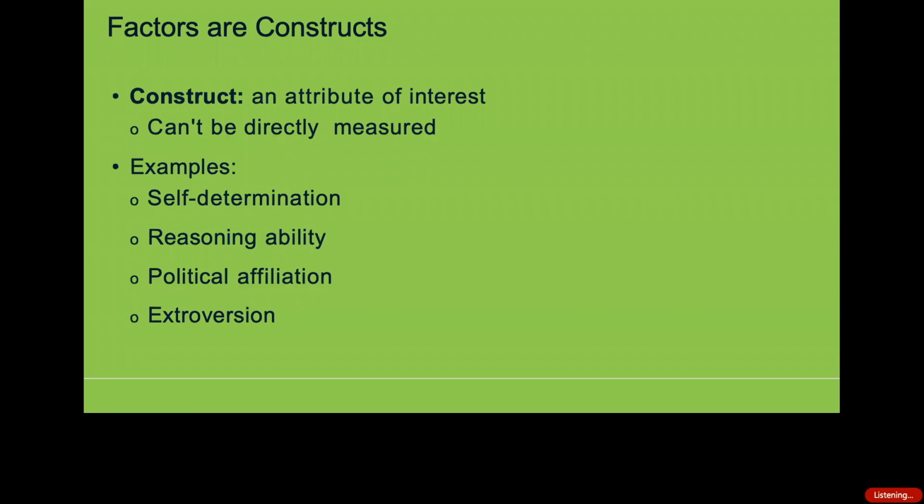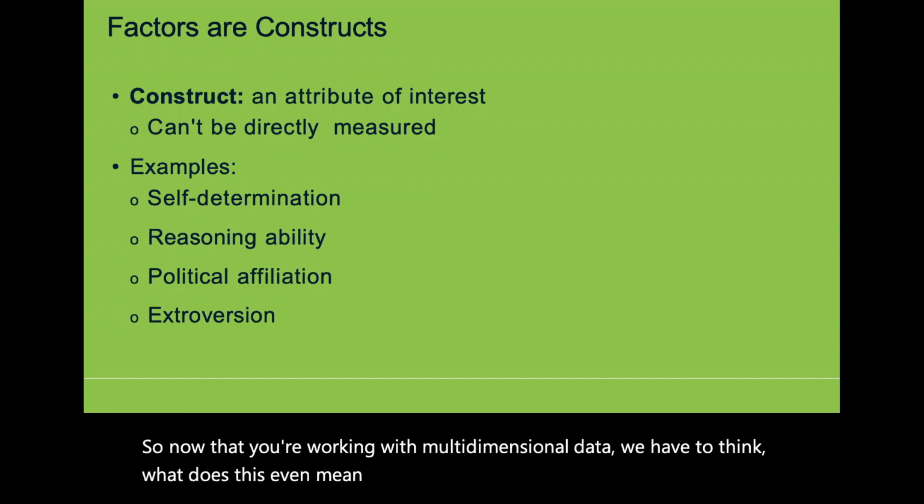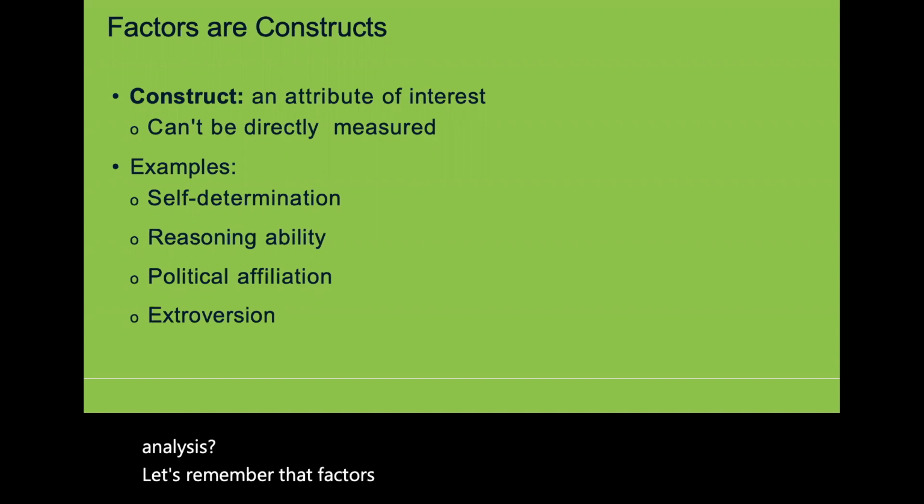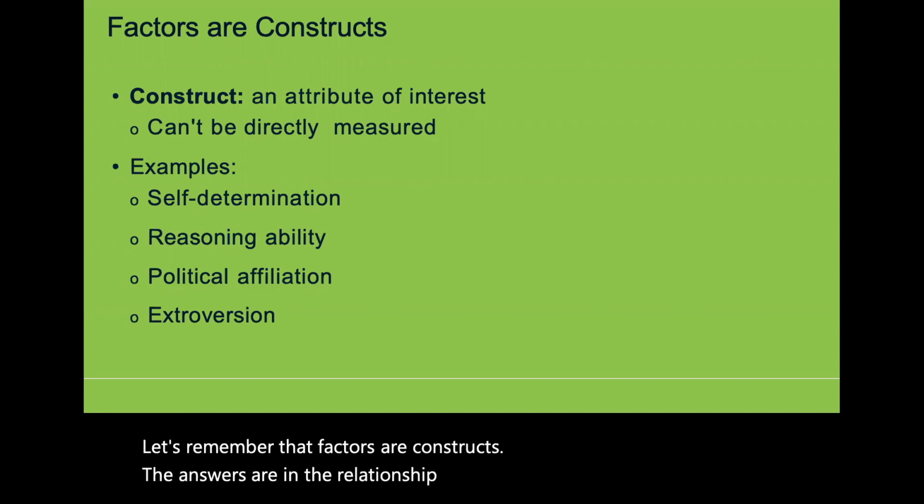So now that you're working with multidimensional data, we have to think, what does this even mean? What do the number of factors tell you? And why are you getting conflicting information from theory and the empirical analyses? Let's remember that factors are constructs. The answers are in the relationship of theory to statistics.